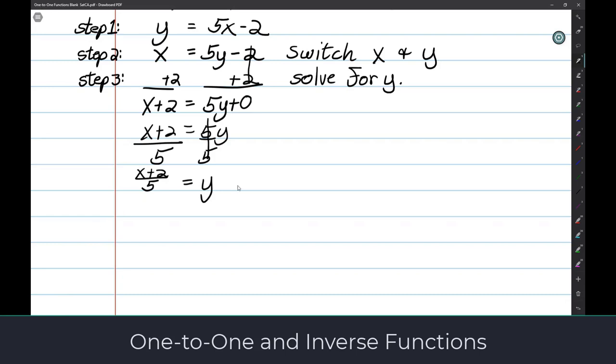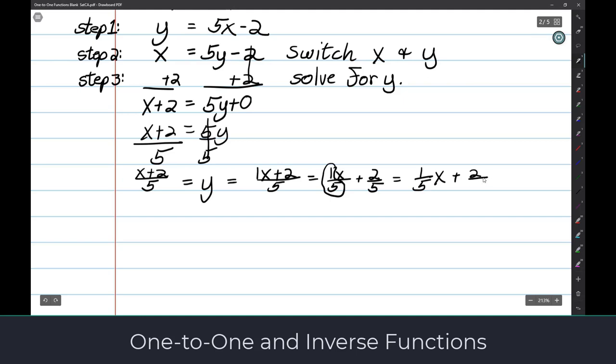Or, remembering that we're dealing with a straight line up here, we can turn this into a straight line by writing x plus 2 over 5 as 1x plus 2 over 5. And then 1x over 5 plus 2 over 5. And then taking the 1/5 there and moving it to the front: 1/5 x plus 2/5.